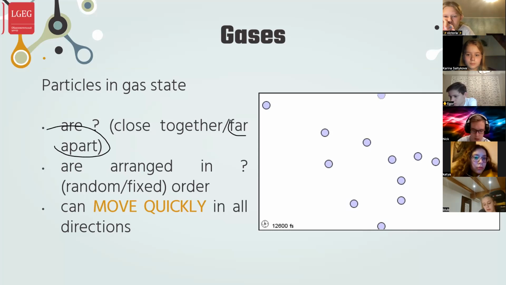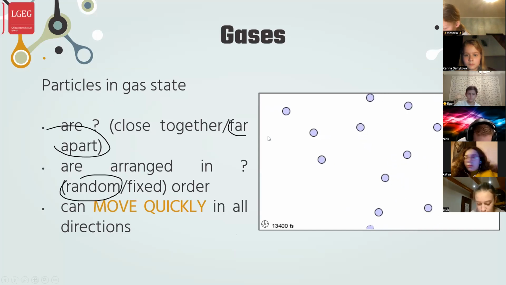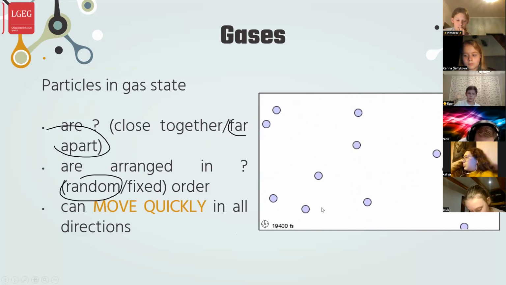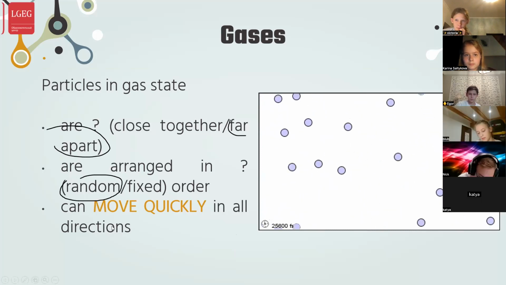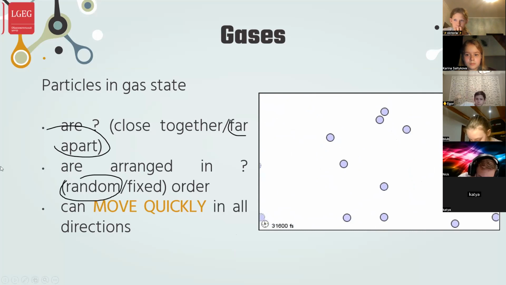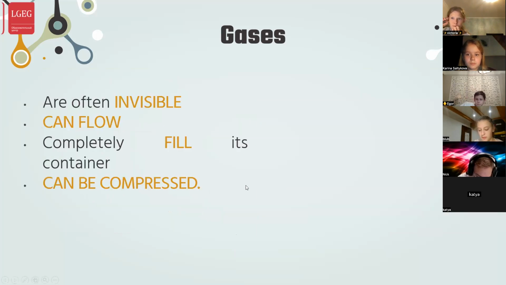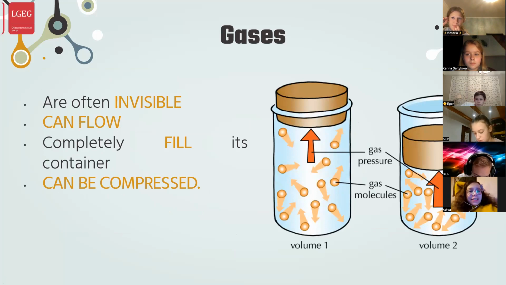And Anne, can you read the next one? Okay, arranged in random order. Random order, good job. So particles in gas state, they are far apart and random, and they move quickly in all directions around the space that is given to them. And gases can flow, we can change their shape, and we can change their volume. They take the space that is given to them. They fill in the whole space that is given.